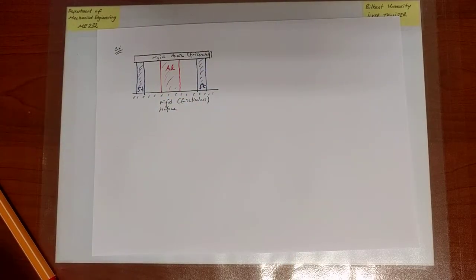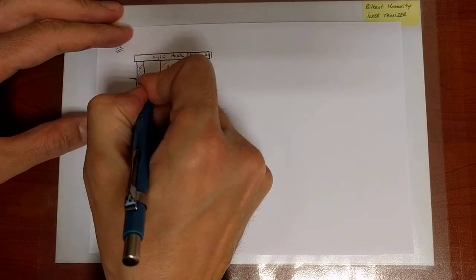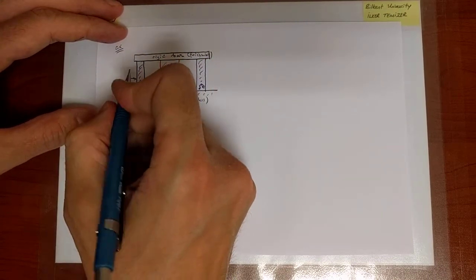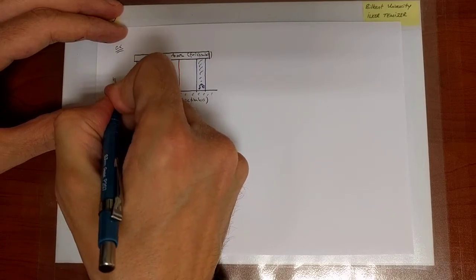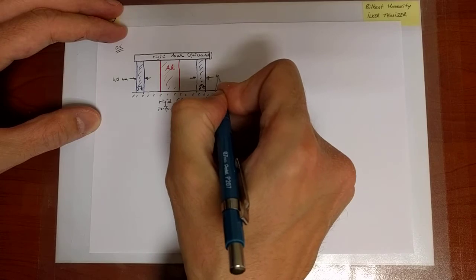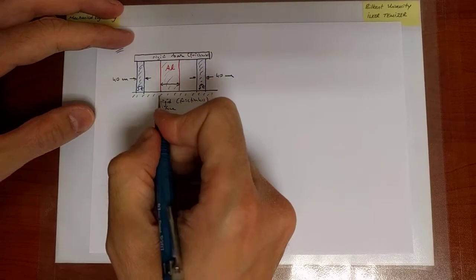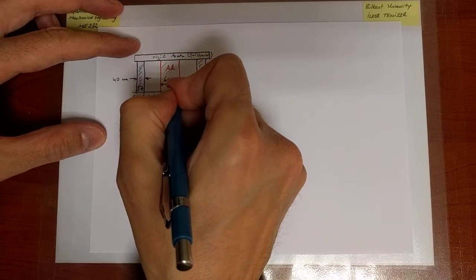Okay. All right. Then we know the dimensions, that they are cylindrical and the diameters are respectively 40 millimeters. This one as well, they're identical, 40 millimeters. This one over here, it is 60 millimeters.